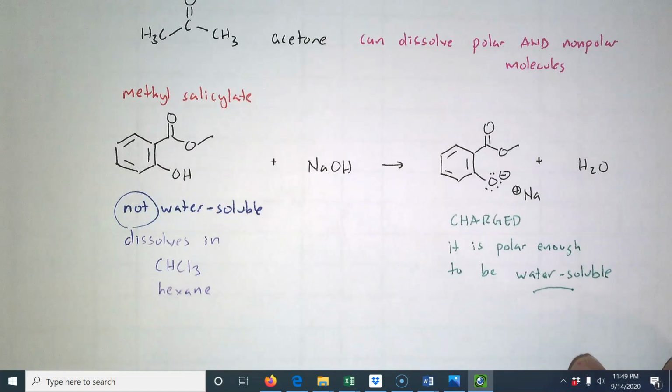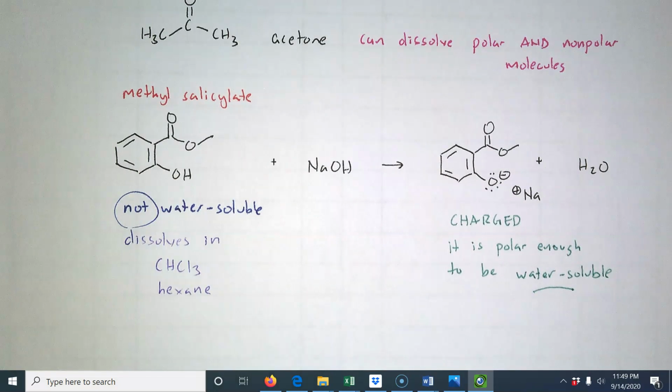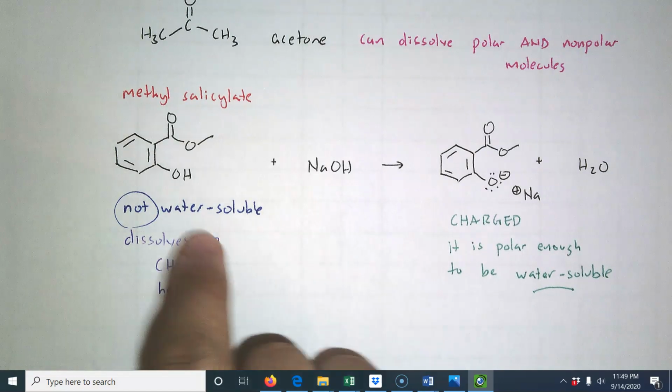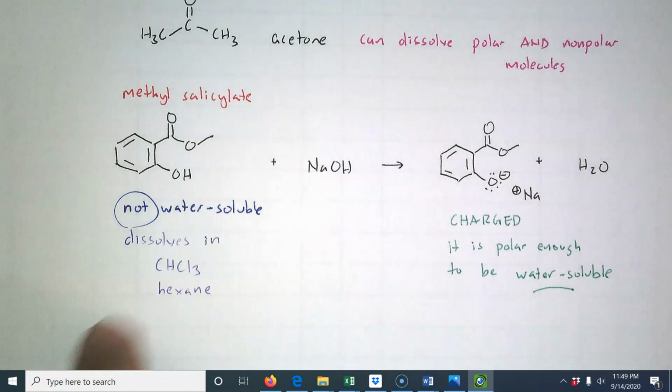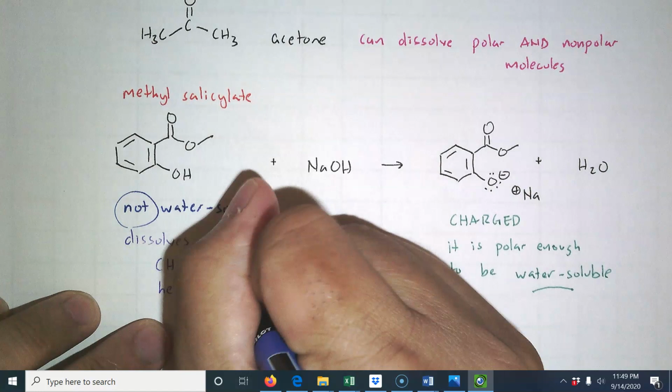Okay. Why would you want to use that trick? Because what if methyl salicylate is actually an impurity, but your product is also not water soluble? So your product and this impurity are all dissolved in the same solvent, a nonpolar solvent, right? These are nonpolar.